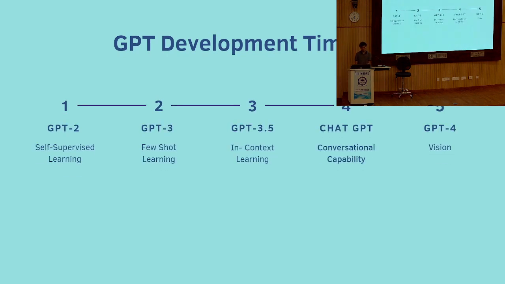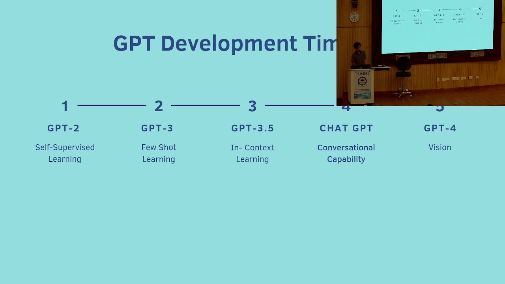So here is a brief overview of the GPT development timeline. First came GPT-2. Although GPT-1 was released, it was a proprietary model. That means it was not open source. For GPT-2, the most salient feature was self-supervised learning, which I explained in the previous slides.